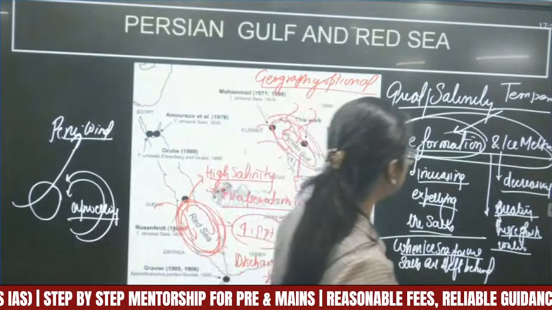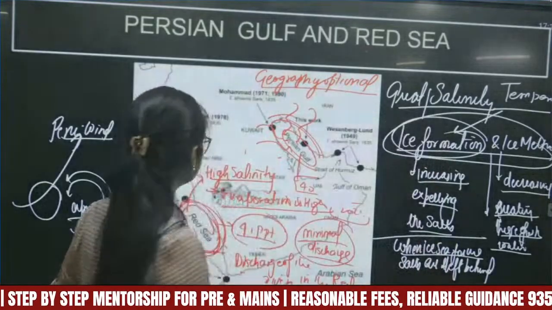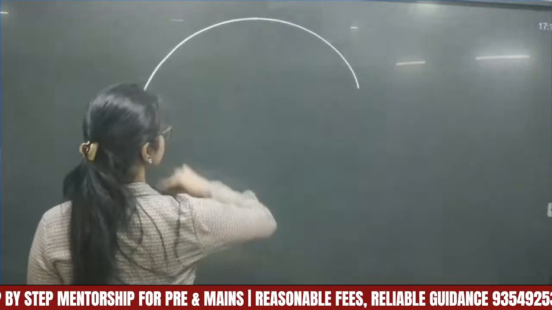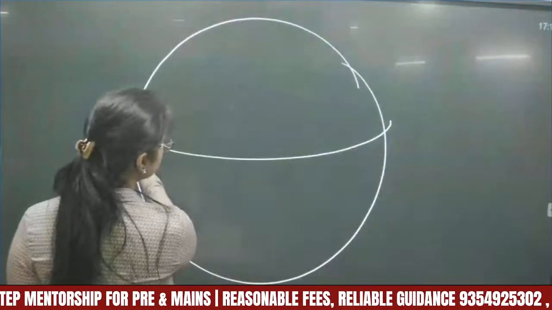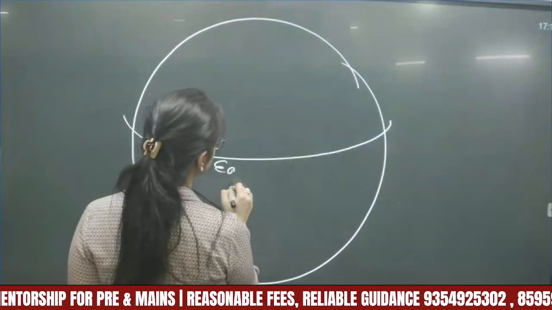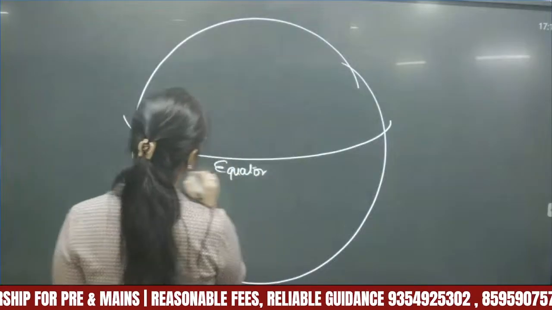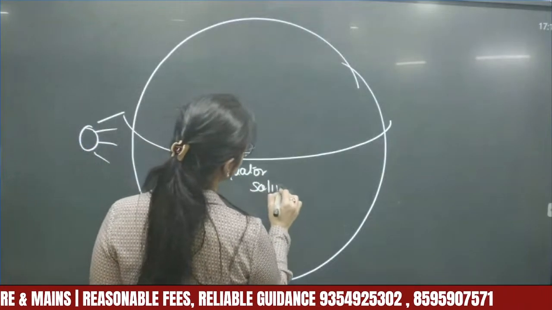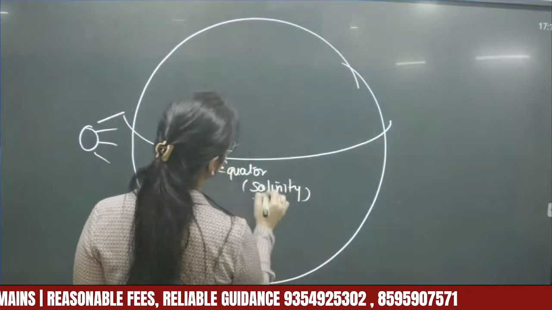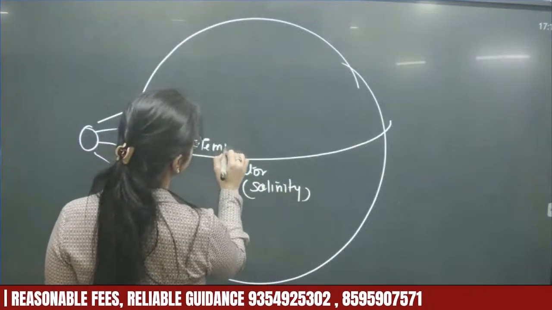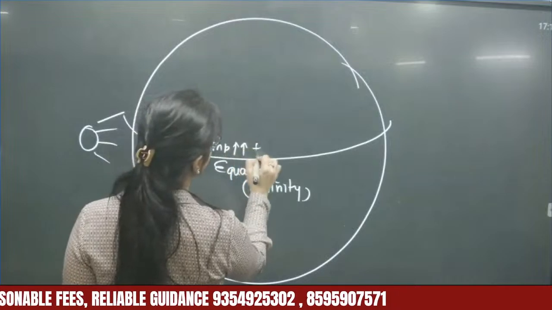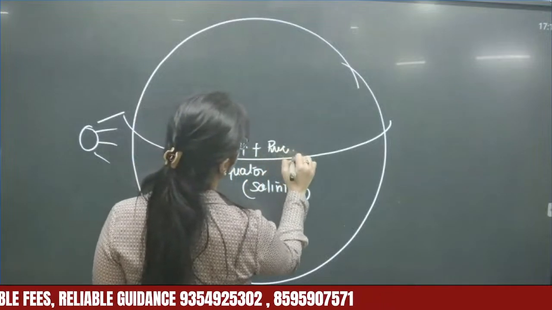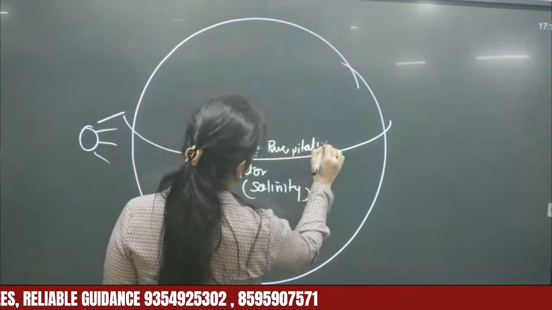Areas at different latitudes. What did I tell you about the equator, latitudinal variation? The equator is having minimum salinity. Since our insolation is more, still the salinity value is less. Why? Because along with the temperature which is increased over here, we are also having a good amount of precipitation, right?